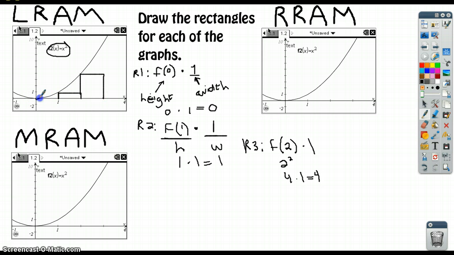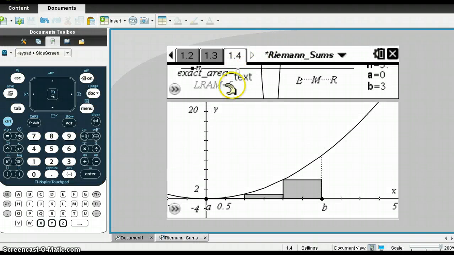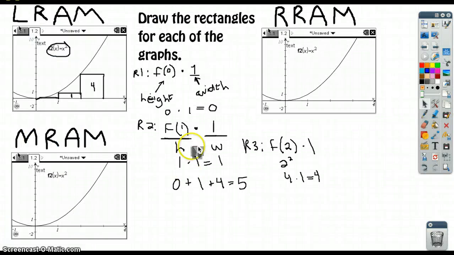All right, well, this rectangle didn't have any height to it. So that ended up being 1, 4. So the total area was 5. And that's where that computer program got the LRAM of 5 here. Notice we're way off because the rectangles aren't capturing all of the area under that curve yet.